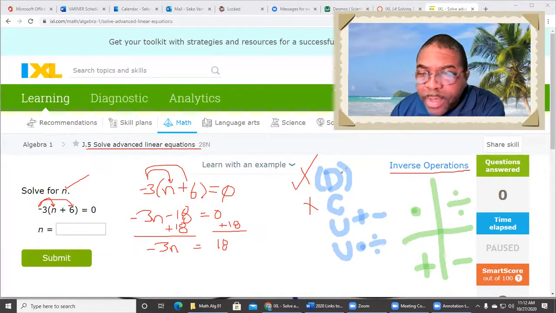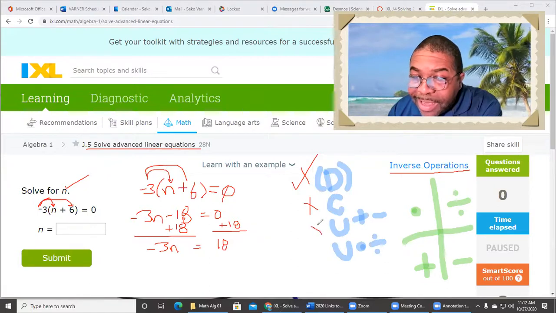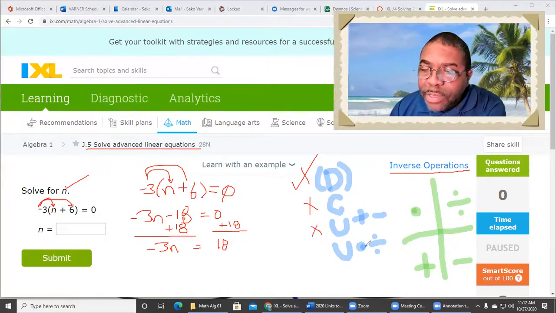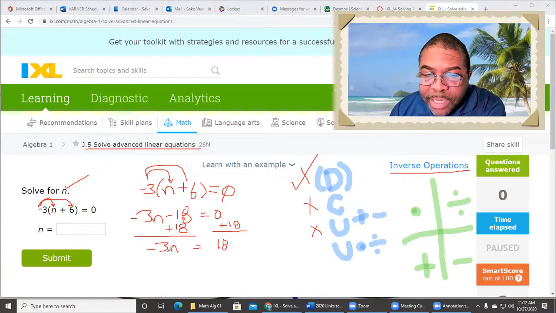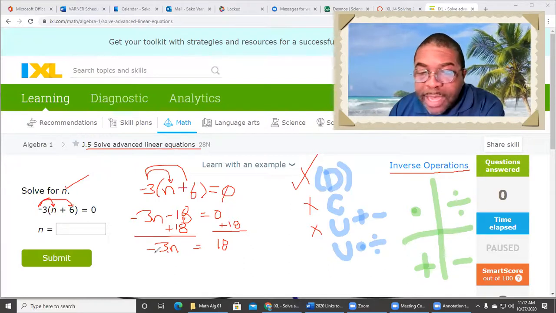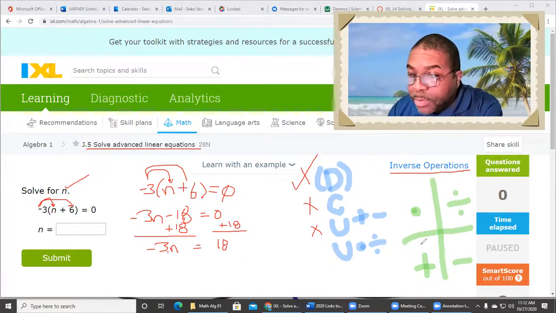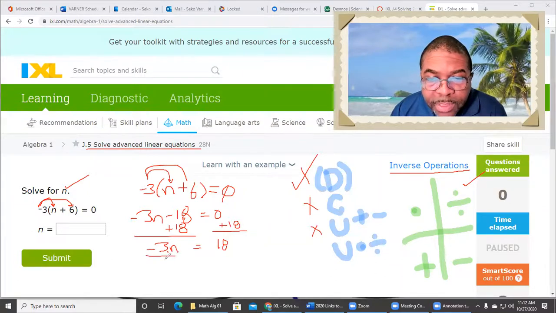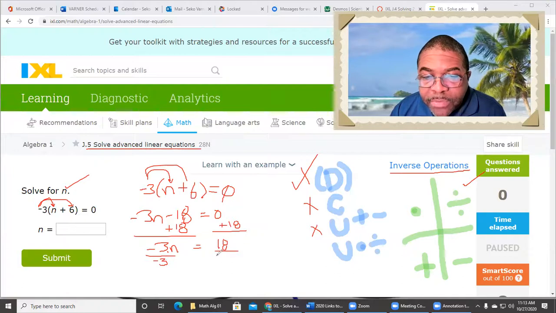Now we go back to DCUU. We undid the addition or subtraction. Now we need to undo with either multiplication or division. I see negative 3n, which is really negative 3 times n equals 18. I'm going to undo with the opposite of multiplication, which is division. So I'm going to divide by negative 3 on both sides so I can get n by itself.